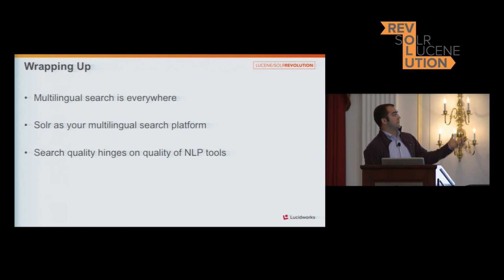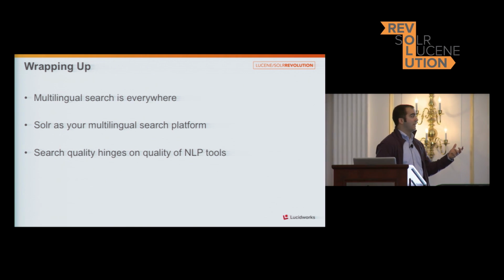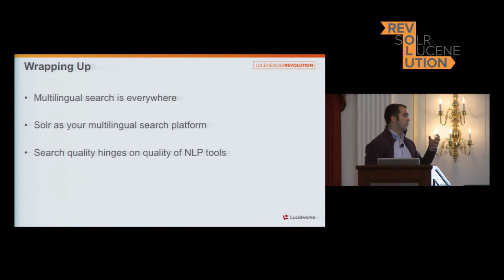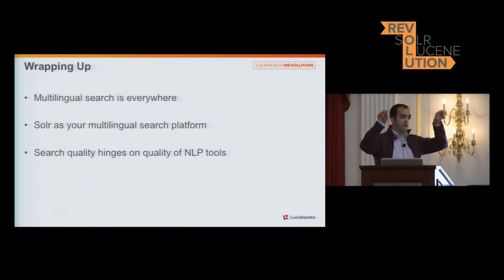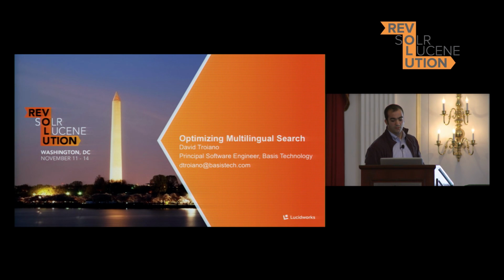We talked about Solr as the platform and the different options. And one thing I really wanted you to get out of this is that your search quality really hinges on that NLP pipeline at the top. If your NLP pipeline spits out garbage, that's garbage into Solr, and you're going to get garbage out. That's one thing I want to get across here, and that's all I have.